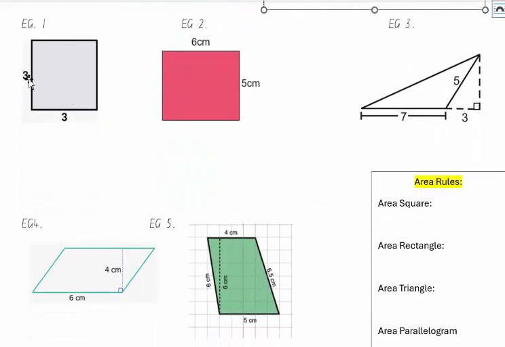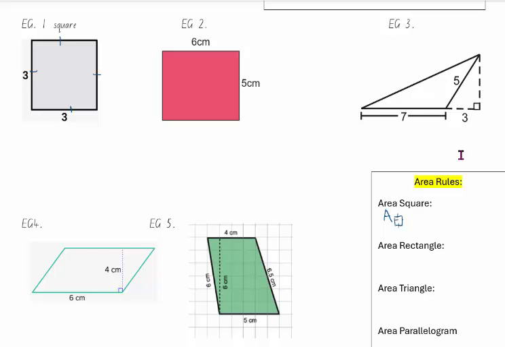Let's start with example 1. What shape is this? To be absolutely precise, we're looking at this shape here, example 1. Hopefully you can identify that it is a square. I haven't written the area, so you'll see square. Hopefully you know what the rule is. This is what you will fill in.